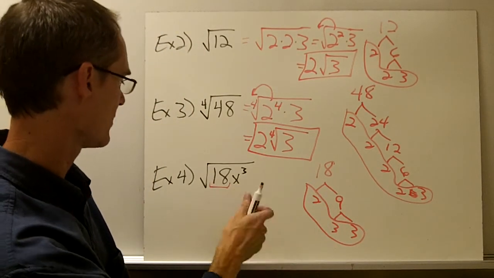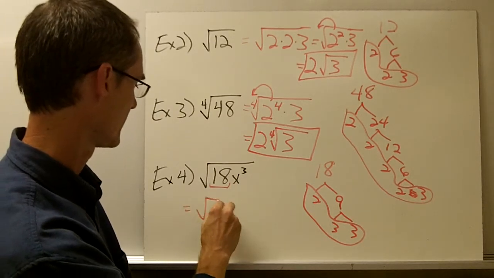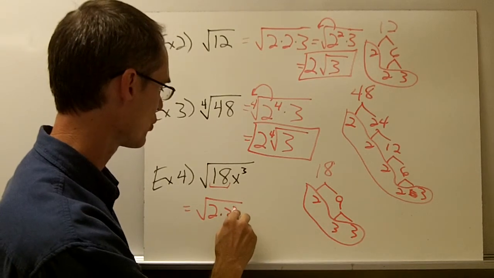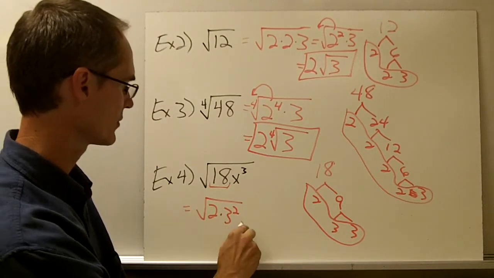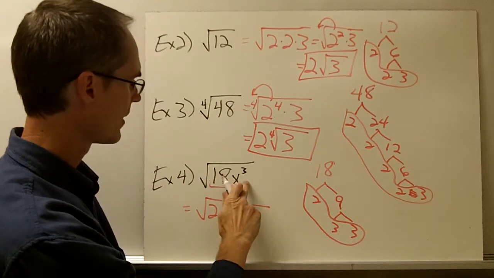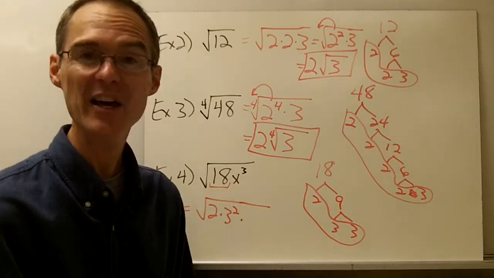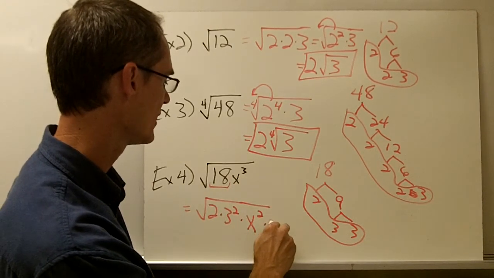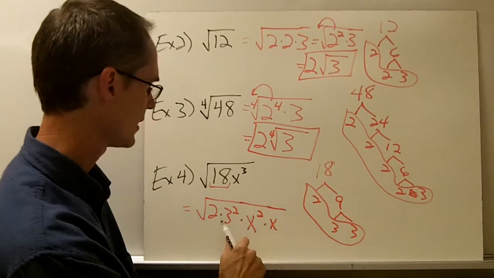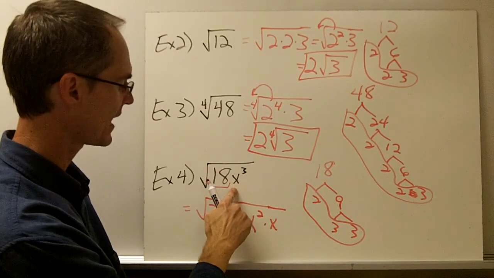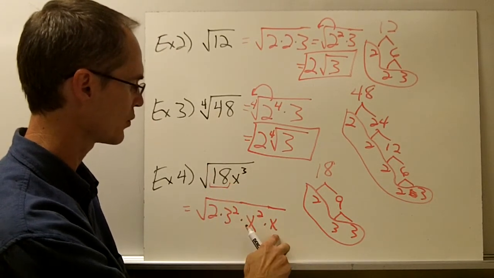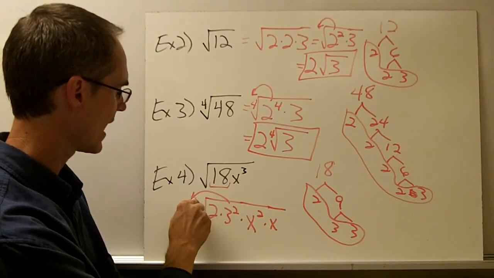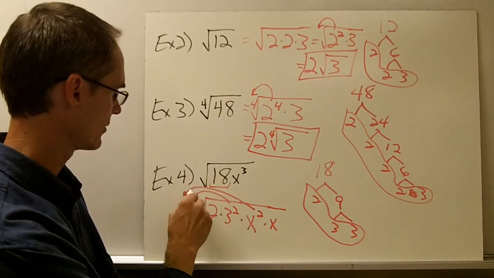Let me write this as the square root of 2 times 3 squared, since I'm looking for perfect square factors, times x cubed. I would like to also break that down into perfect square factors, so x cubed I can write as x squared times x. In other words, I pulled out a perfect square factor from x cubed. Here are my two perfect square factors, so I'm going to pull this one out, and I'm also going to pull this one out.